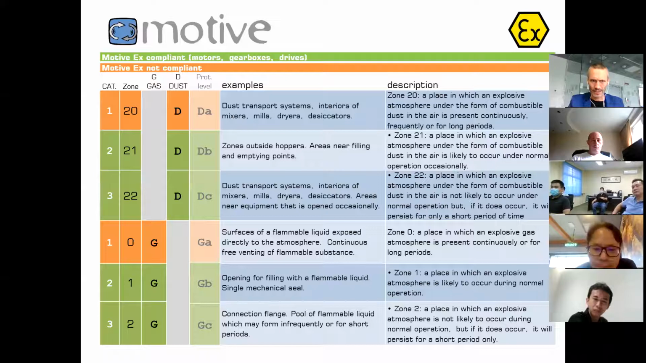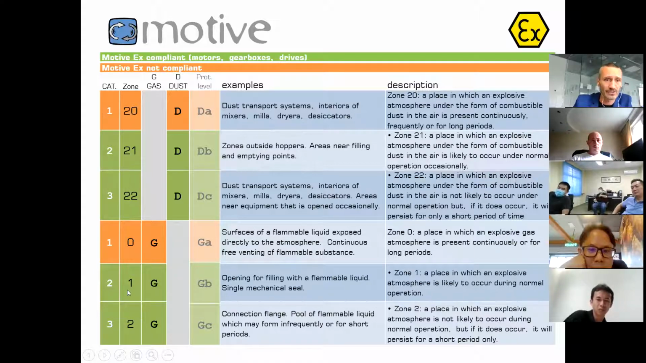Okay, but the way I will review it once again in this table chart. Category 1 dust is zone 20, and we have to find written DA in the nameplate. If we take, for instance, gas, category 2 gas is zone 1, and we should find written in the nameplate GB. So the client can tell you either GB or zone 1 or category 2 gas. 3 ways to say the same thing.